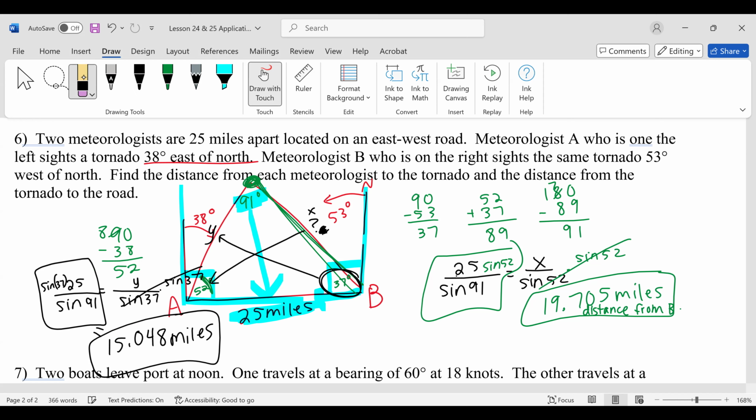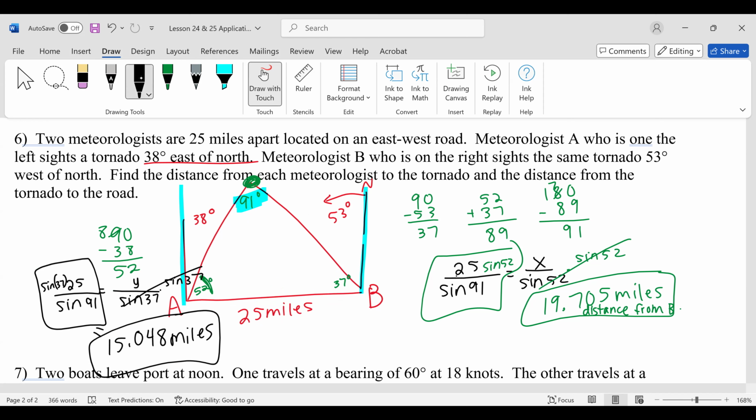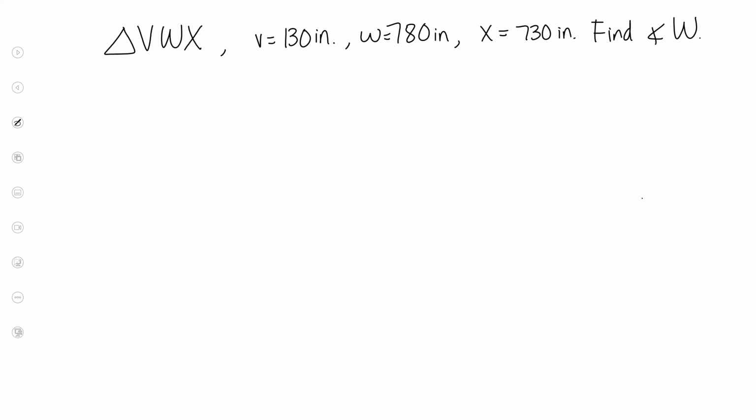So if I add that to my picture, this side is 15.048 miles. And this one is 19.705 miles. So guys, I have triangle VWX, and these are the different side measurements of the triangle. And they want us to find angle W.